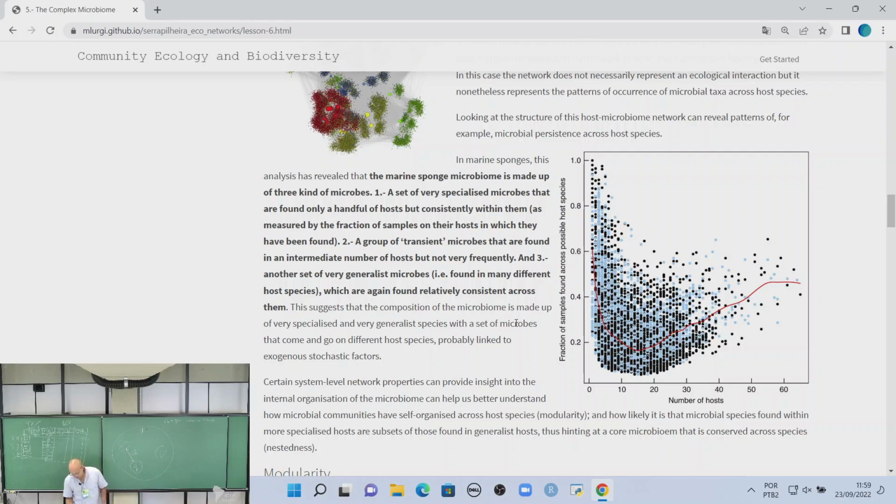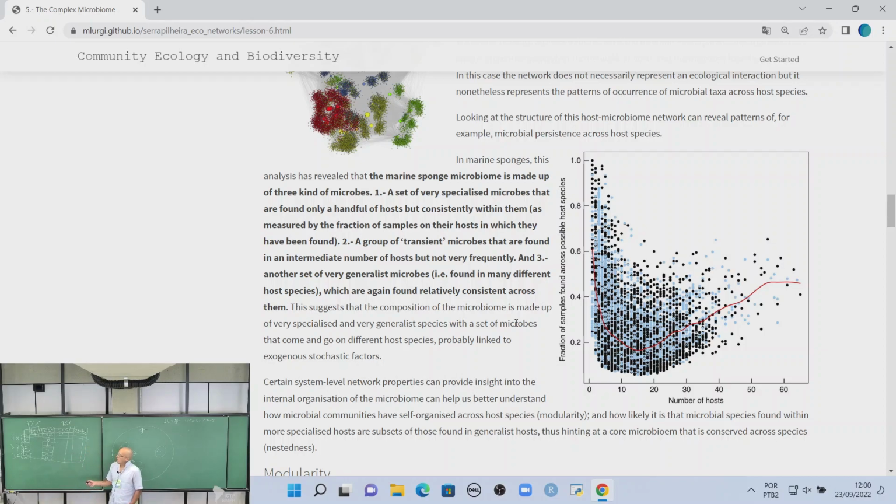And the interest in doing this is that you can tell how persistent it is, how likely it is that a microbe that has been seen somewhere will be found there repeatedly. So the larger the number in here, the more consistently it is found across the hosts in which it has been seen.